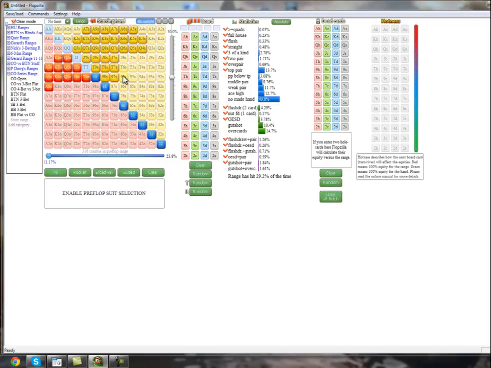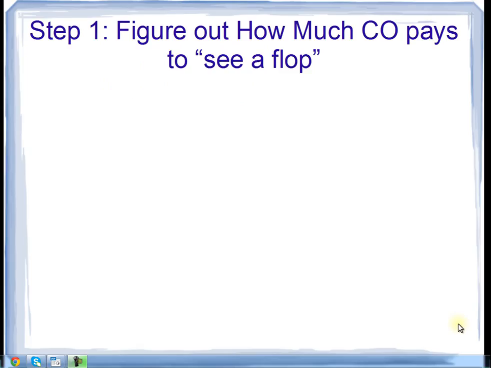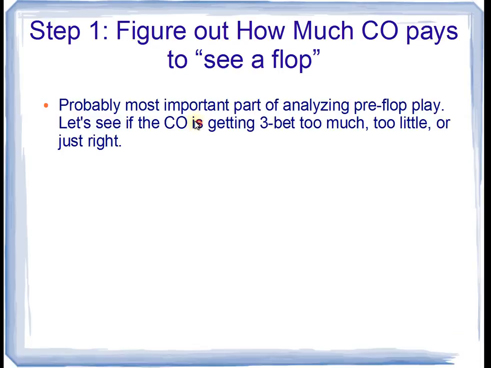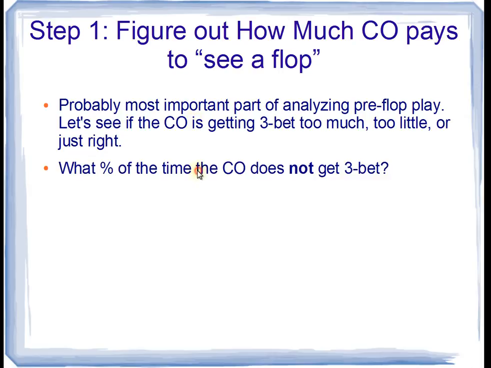Okay, so that is all the ranges for our cutoff series. That's a lot of ranges. So now that we've just looked over all the ranges in detail, we're ready to move on to step 1, figuring out how much the cutoff pays to see a flop. This is probably the most important part of analyzing pre-flop play. Let's see if the cutoff is getting 3-bet too much, too little, or just right.